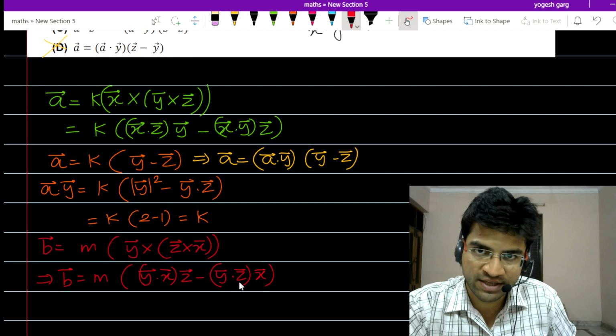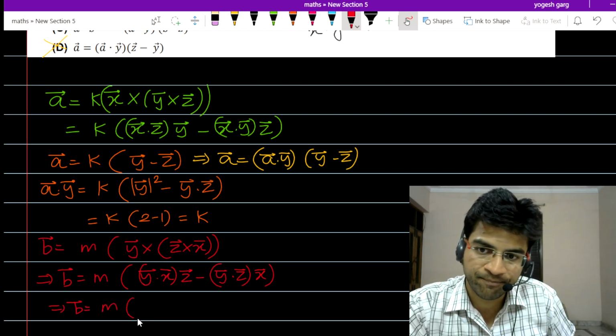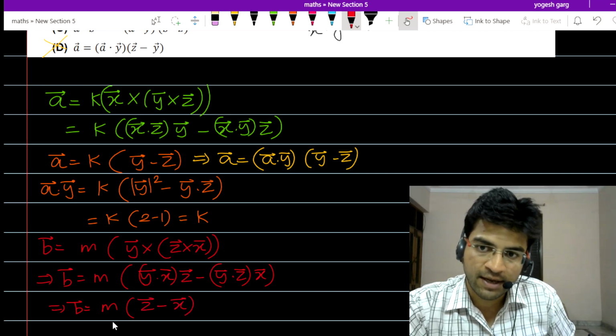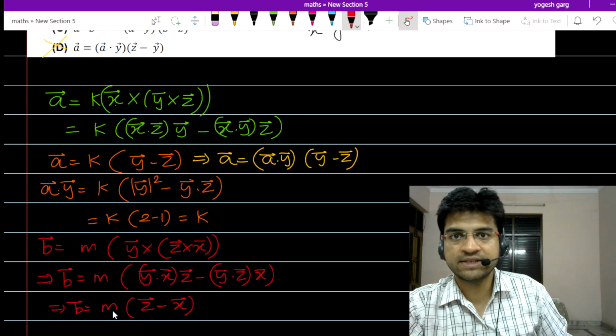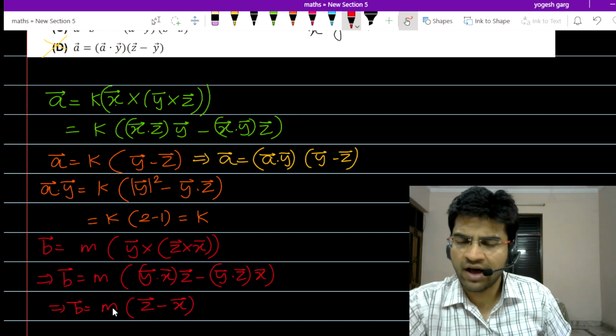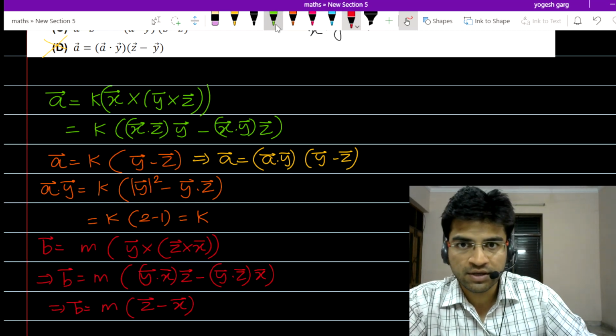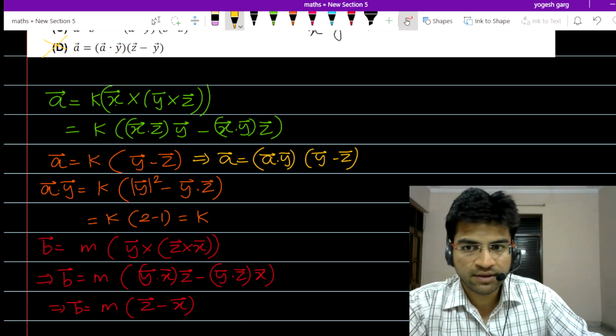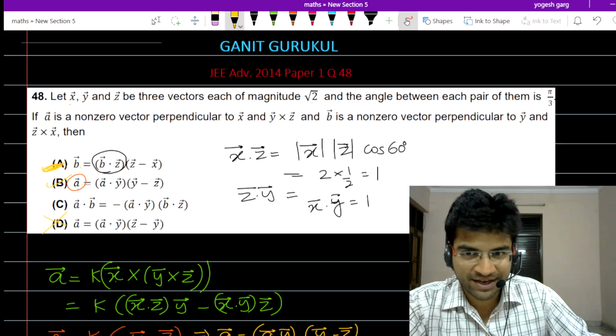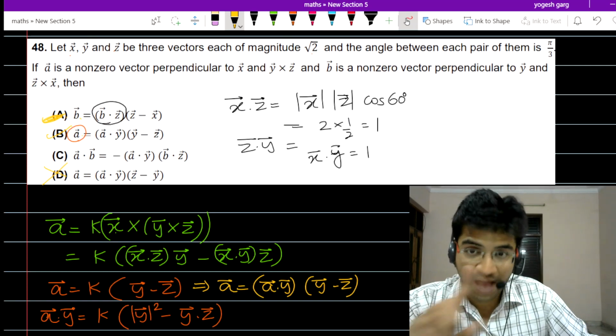Now we know this is 1 as well. So B vector is equal to m, this is 1, so z vector minus x vector. Now value of m is 1. Again, why am I saying so? We can just observe the same idea over here. Sorry, value of m is not 1. It will be b dot z. Why am I saying this?